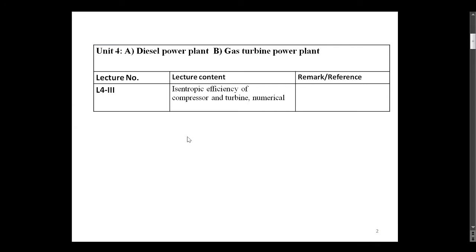Talware. I am going to explain the isentropic efficiency of compressor and turbine and one numerical on it. So this is the lecture number 4, third part on gas turbine power plant.